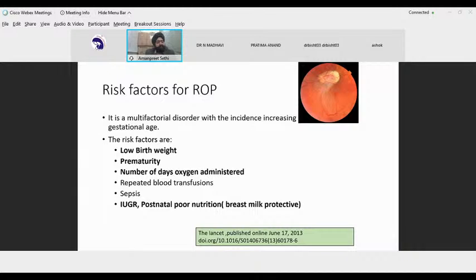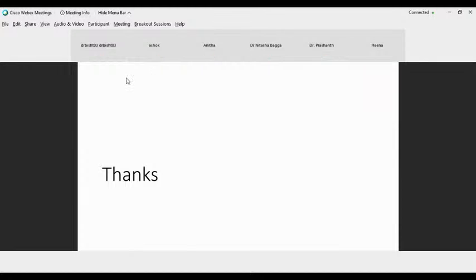The major risk factors are, again, low birth weight and prematurity, and the injudicious use of oxygen. Oxygen has to be used as a drug, and it has to be used judiciously. Repeated blood transfusion is also a very big risk factor. And in our scenario, sepsis, IUGR and poor nutrition are also risk factors for ROP. So these are the risk factors.